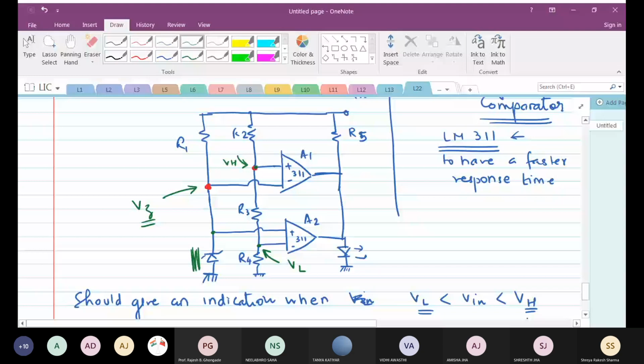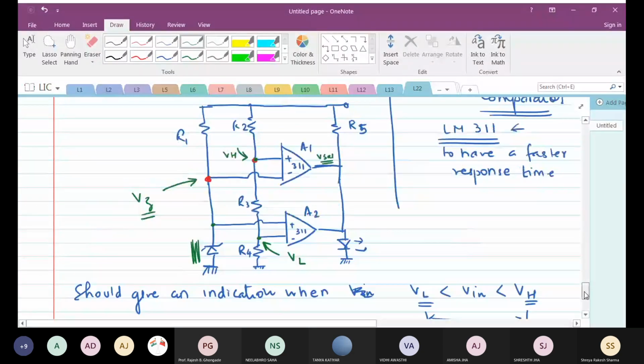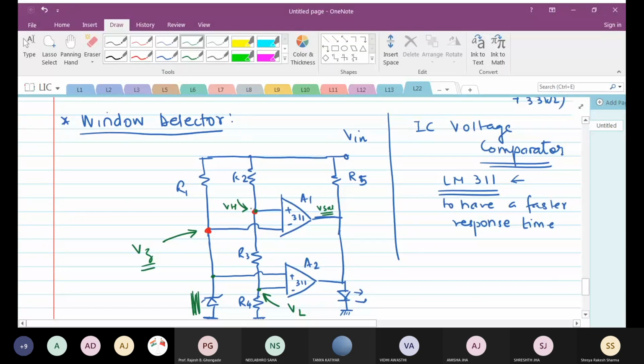If we are adjusting this in such a way, now if that voltage Vin happens to be falling above this particular Vz, in that case, this LED is going to light up because it's going to get the Vsat value at the anode. If it goes below VL, so what is going to happen? Below VL means what?